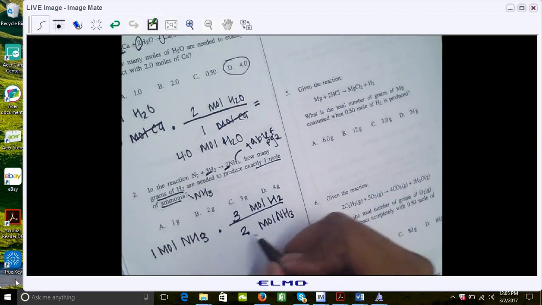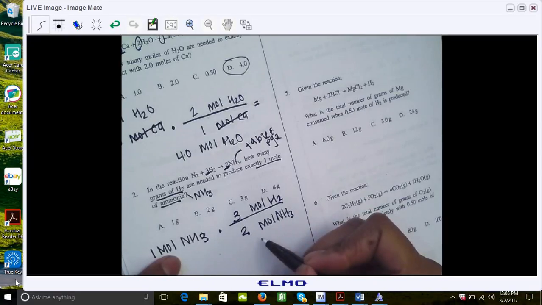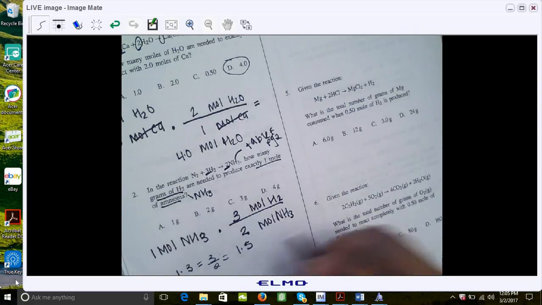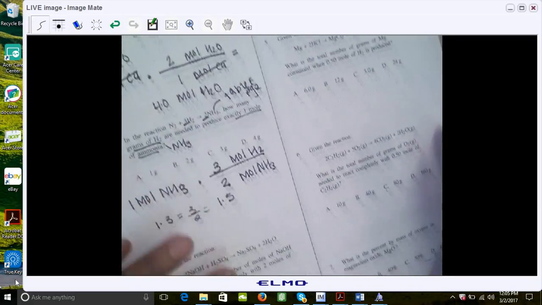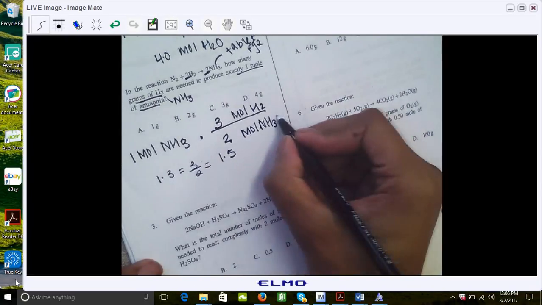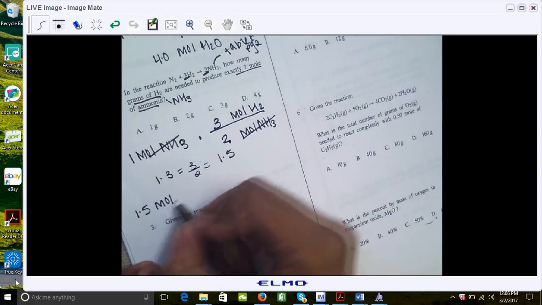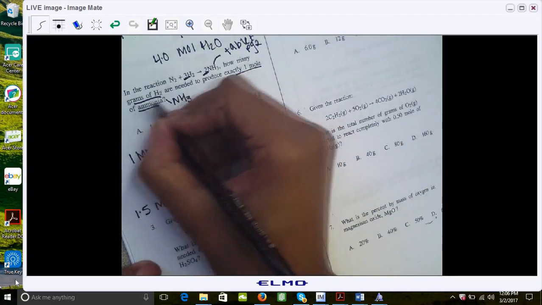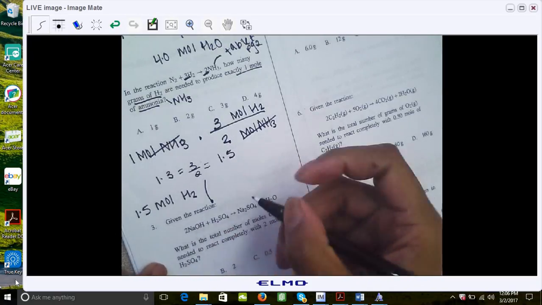I do my math. I do 1 times 3 divided by 2. So 3 divided by 2 is going to equal 1.5. So I know I have 1.5 moles of H2, but remember they asked for grams. They want grams. Okay, and now I'm going to convert my moles to grams.